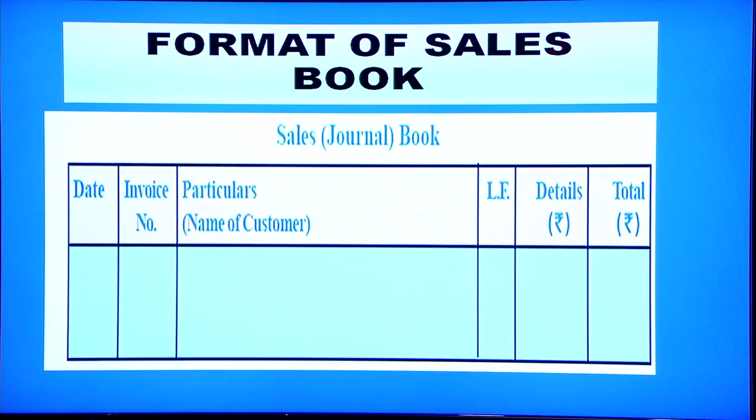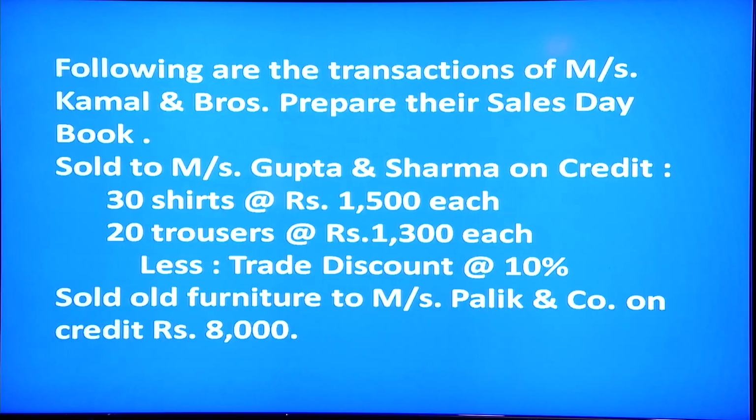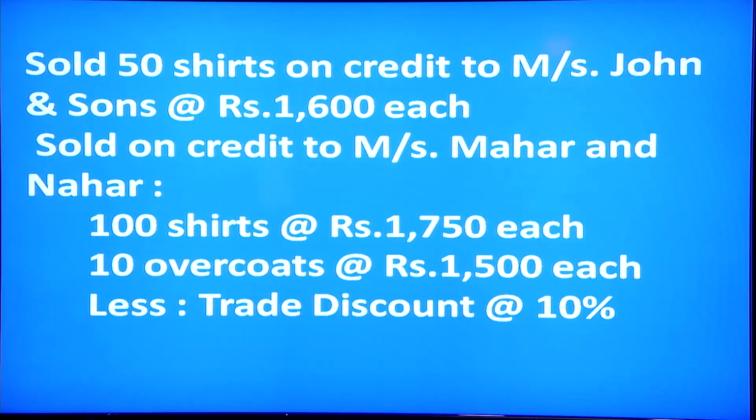Here we have a format of the sales book: date, invoice number, particulars column, ledger folio column, details and amount. Here is a question for you to prepare the sales day book. Sold goods to Messrs. Gupta and Sharma on credit. What items have we sold? 30 shirts at rupees 1,500 each, 20 trousers at rupees 1,300 each, and less trade discount. Sold furniture. Then another sale on credit to Mahar and Nahar: how many shirts, overcoats, and similarly trade discount, as mentioned in the question.